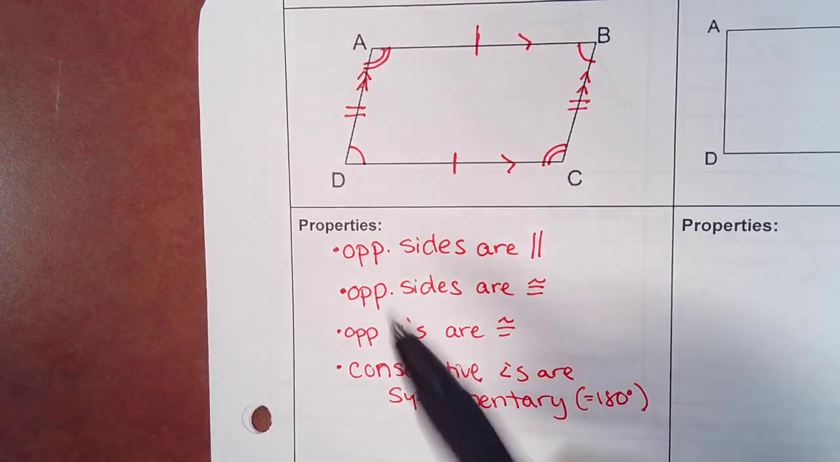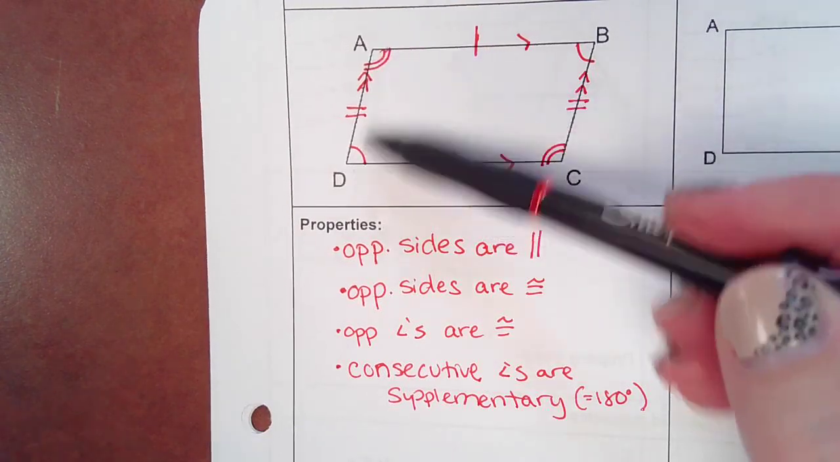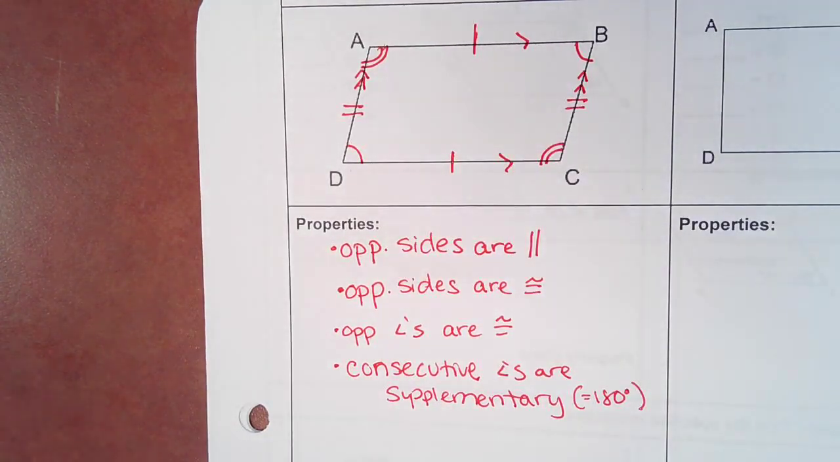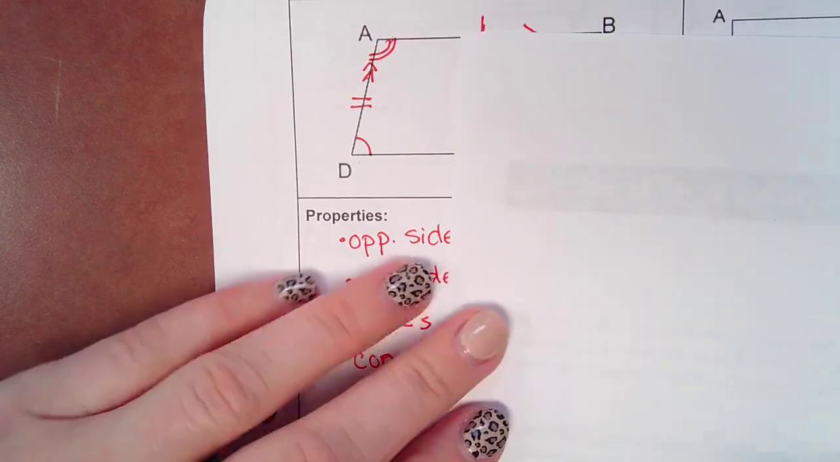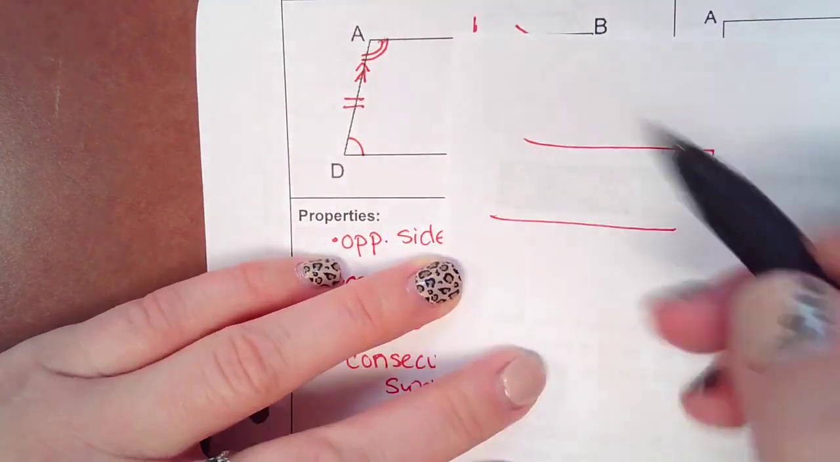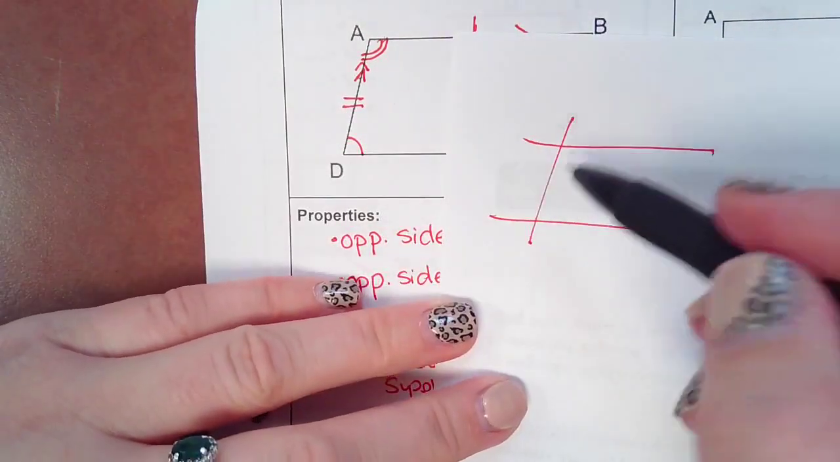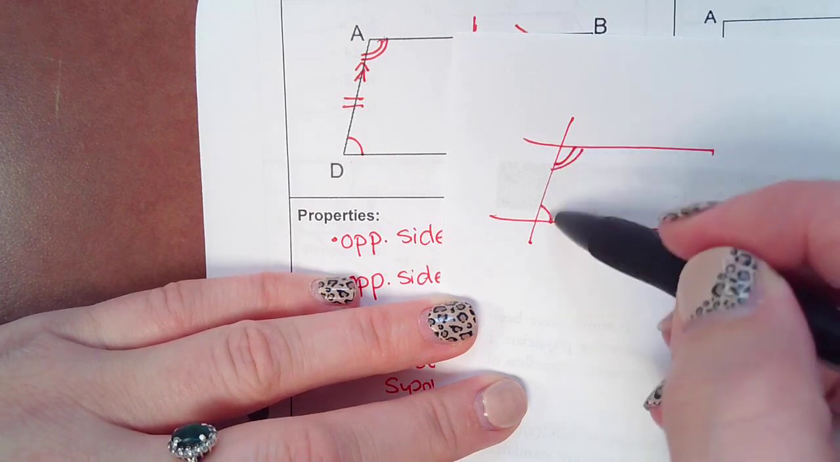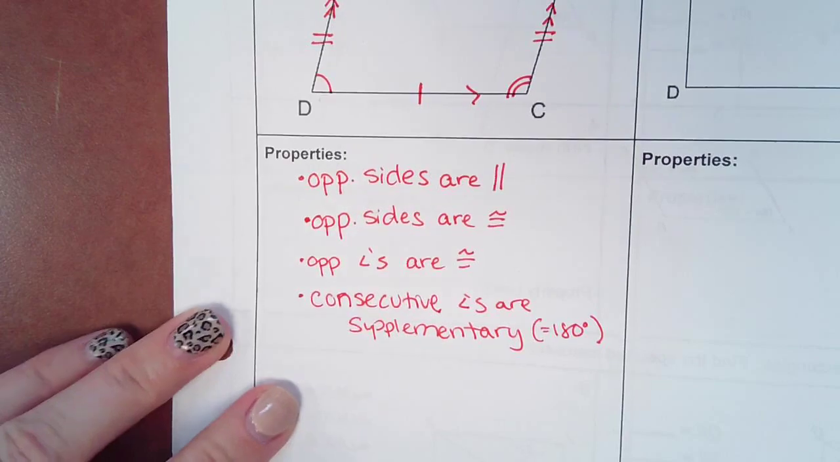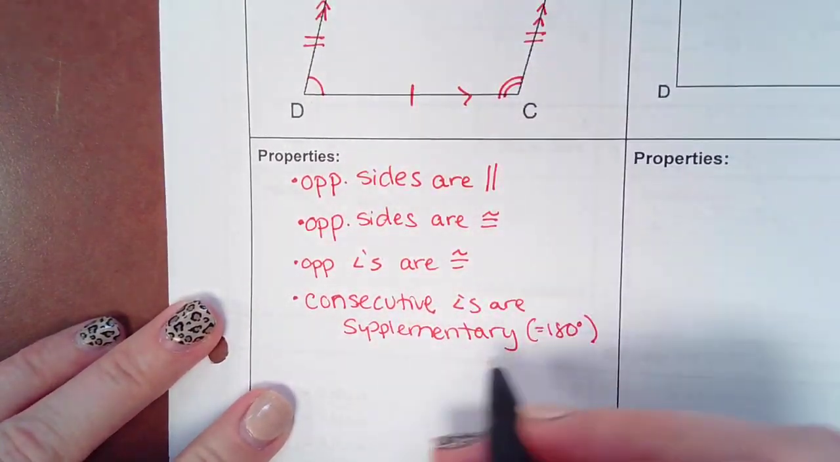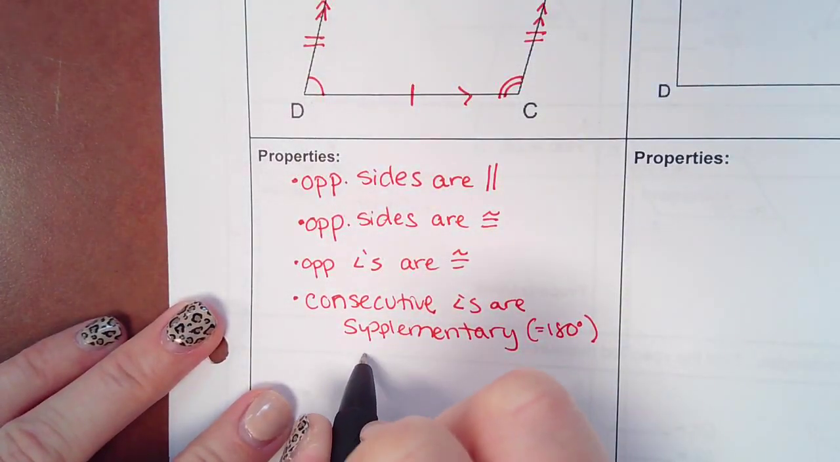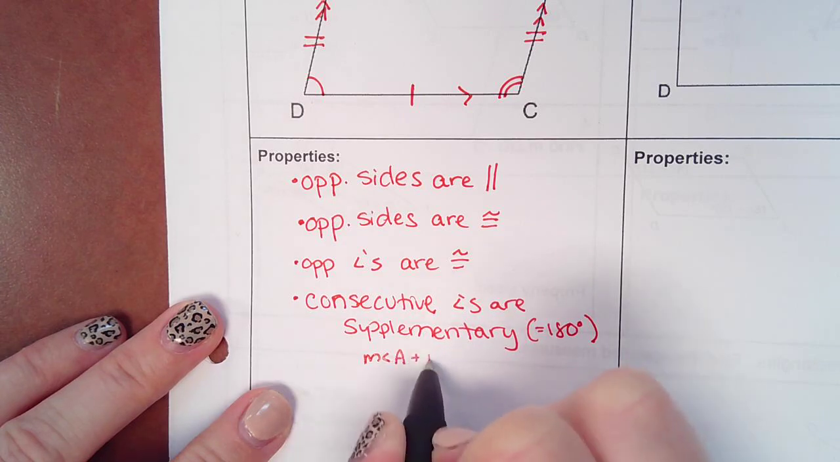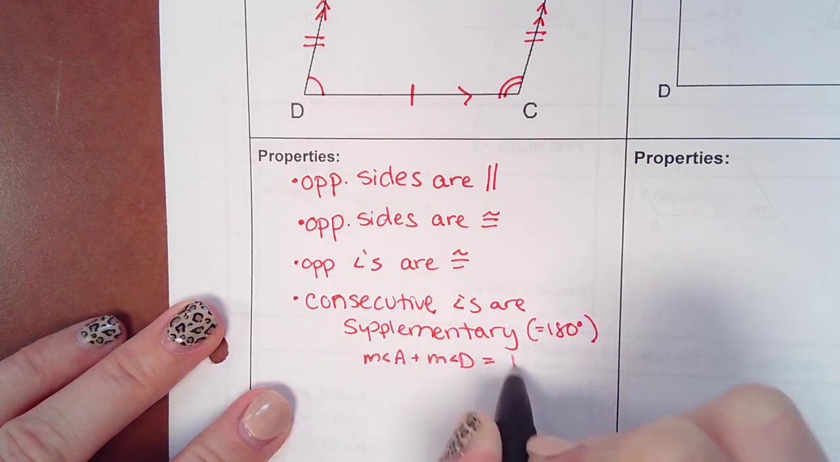So what's that look like? It says, so A and D, those are consecutive. If I were to kind of sketch here, we have parallel lines, okay, and then our transversal. So we're saying that this angle and this angle here are consecutive interior. So consecutive angles here are supplementary. So we could say measurement of angle A plus measurement of angle D equals 180.